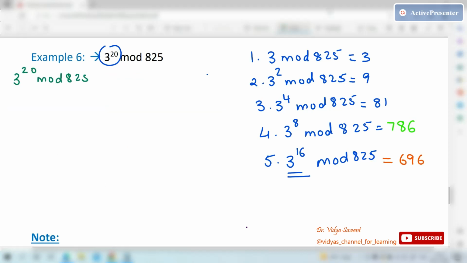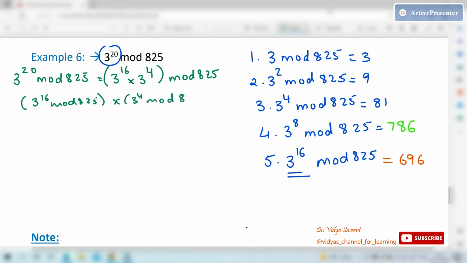So coming to the question 3 raised to 20 mod 825. This can be written as 3 raised to 16. As I've computed 3 raised to the power of 16 already, to make it 20, I need to add 4. So 16 plus 4 is 20 mod 825. Basically I've represented 3 raised to the power of 20 as 3 raised to 16 into 3 raised to 4, where 16 plus 4 becomes 20. Now splitting up the brackets, 3 raised to 16 mod 825 into 3 raised to 4 mod 825.